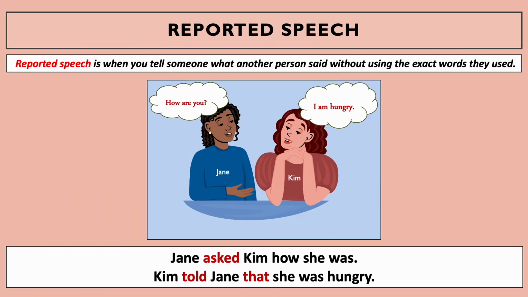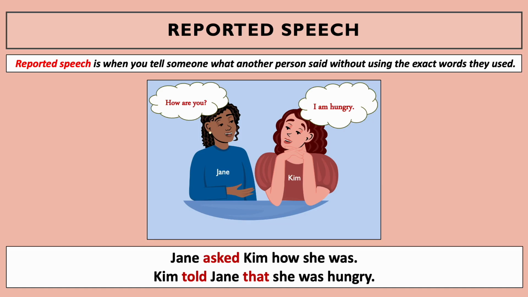Reported speech. Reported speech is used when you tell someone what another person said without using the exact words they used. In this case, we have a conversation between Jane and Kim, and there's a question and an answer. First, let's imagine that you are now Kim and you are now Jane. You are an extra person that heard the conversation. And now you want to repeat the question and the answer, because you heard the conversation and now you want to talk to another person about it.